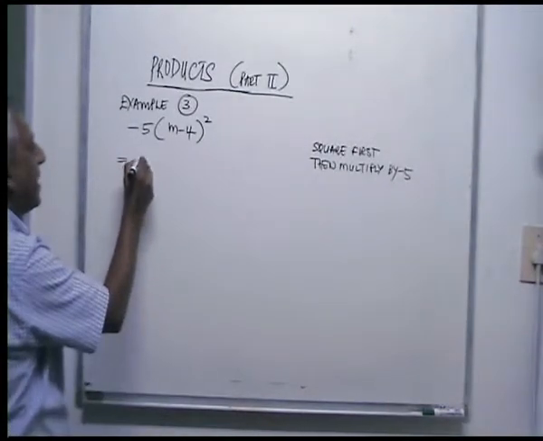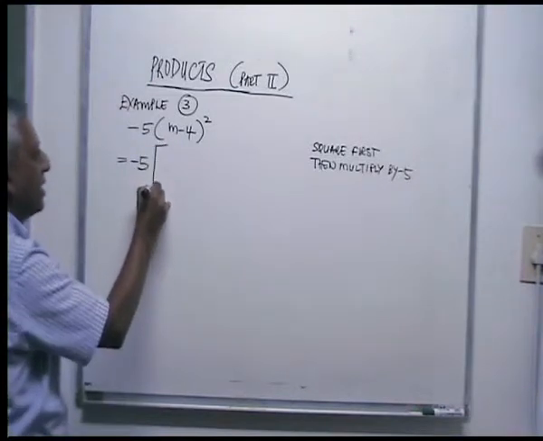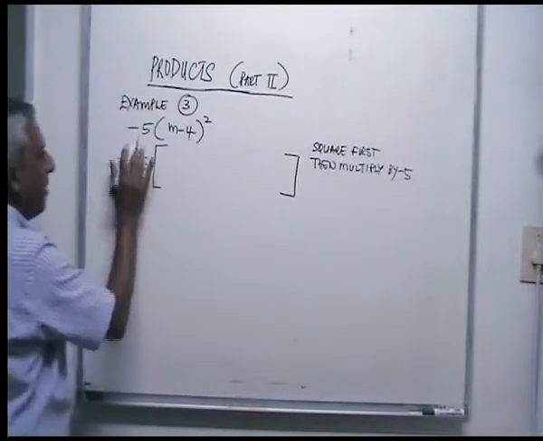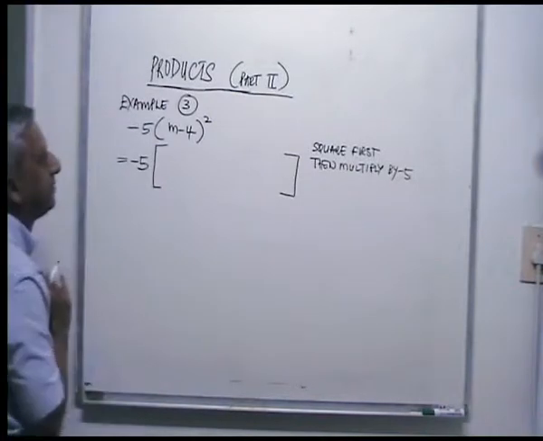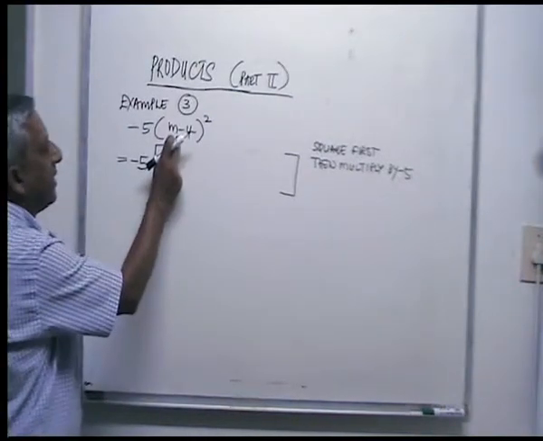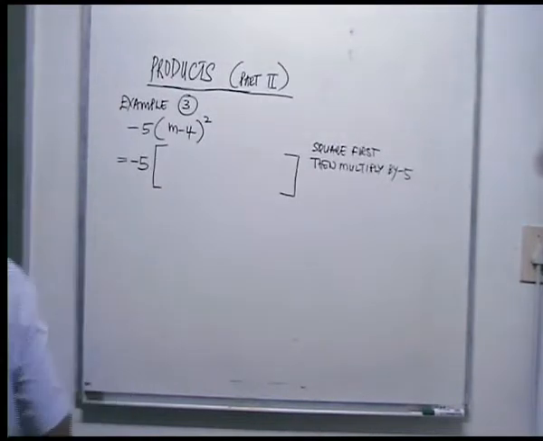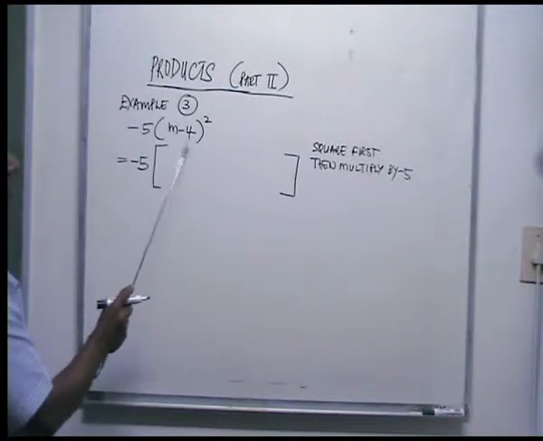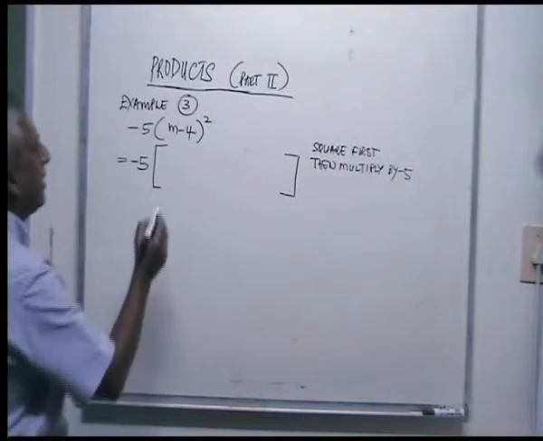So I must leave the minus 5 just like that here. And I can introduce a new type of bracket called square bracket. So leave the minus 5 here and we'll do all our working inside here. So if you want to get the answer for m minus 4 squared, then all that working will be done inside here. So let's do it.